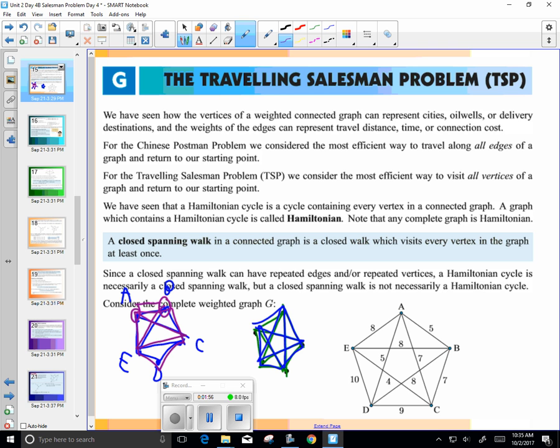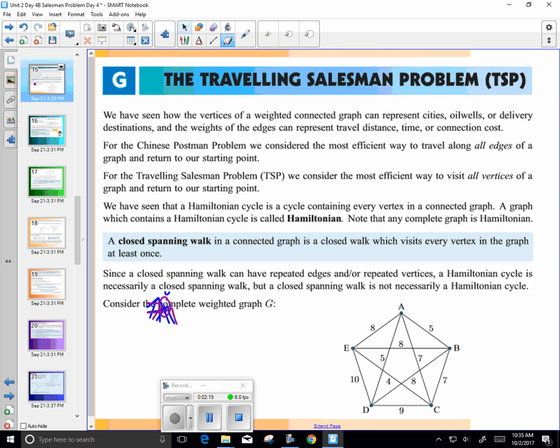Now what's different here is that we don't have to worry about all the edges this time. All we have to do is worry about the vertices. So this one is a little easy. All you have to do is go around like that and you get to all the vertices and you're back. But maybe there's a shorter route. And so when we look at weights, there definitely may be a shorter route. So with this one, all vertices.